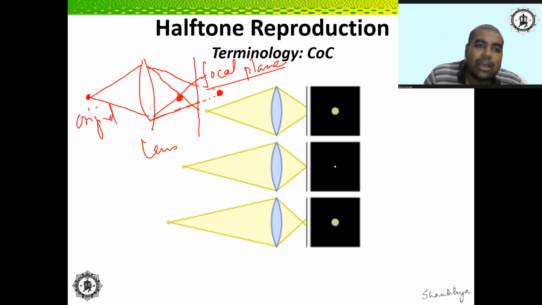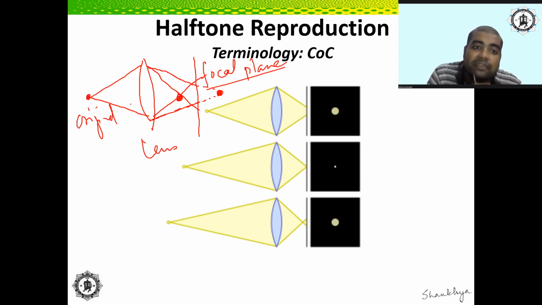Because of all this, we need to precisely control the distance that the lens has from the source object. We can also control the distance between the focal plane and the lens. Either way, you have to control the distance of the lens such that the light rays emanating from the point source object, after getting refracted through the lens, ultimately fall very precisely onto the focal plane.